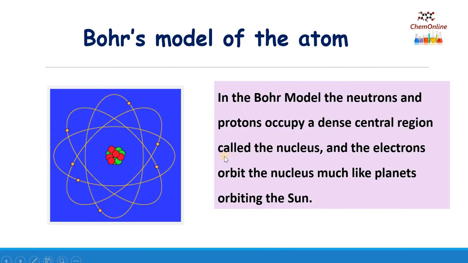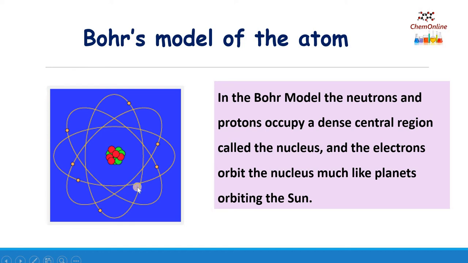In the Bohr model, Bohr assumed that the neutrons and protons occupy a dense central region called the nucleus, denoted by the red and green balls at the center, and the electrons orbit the nucleus in a planetary motion, like planets orbiting the sun. Rutherford's model was also similar to this, explaining the planetary motion of the electron around the nucleus.